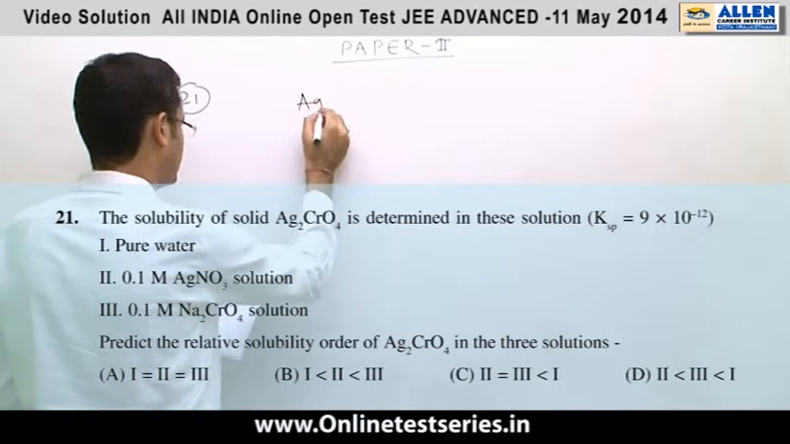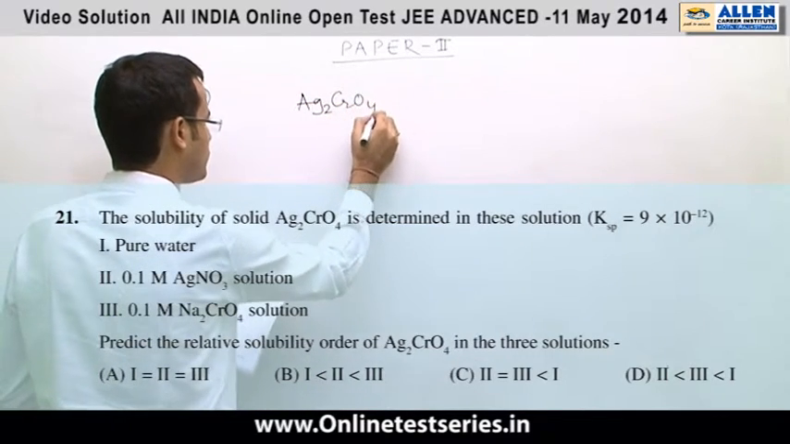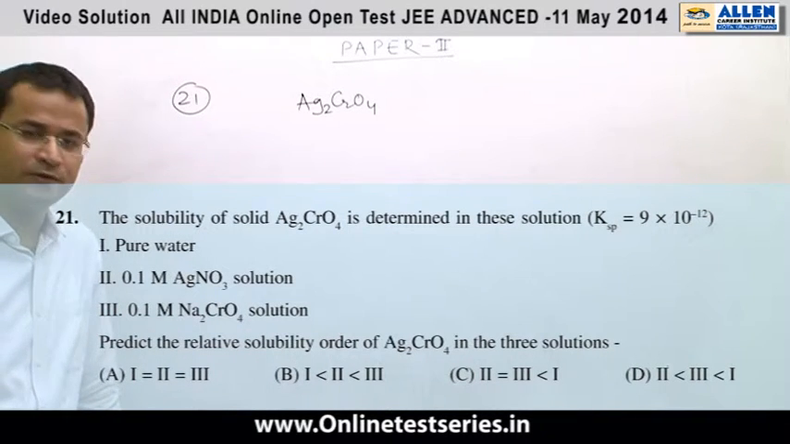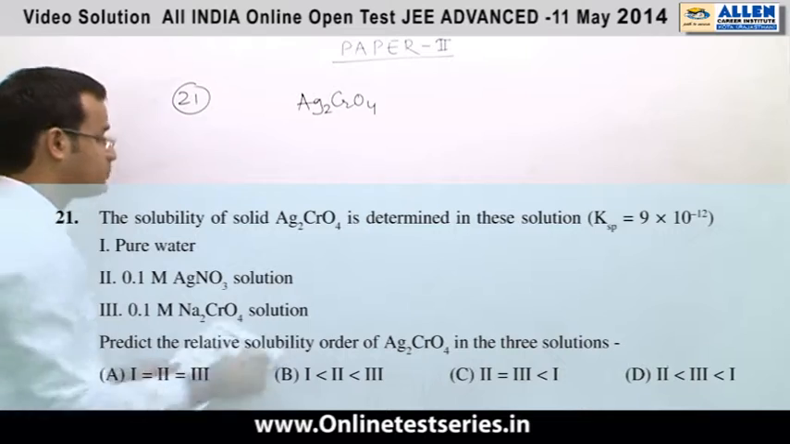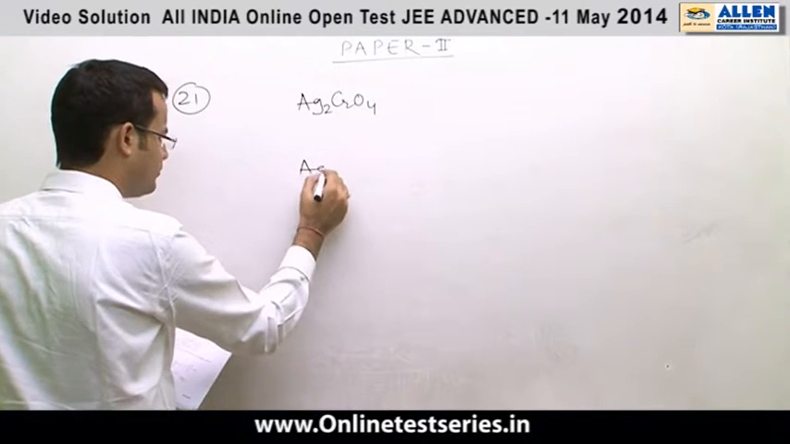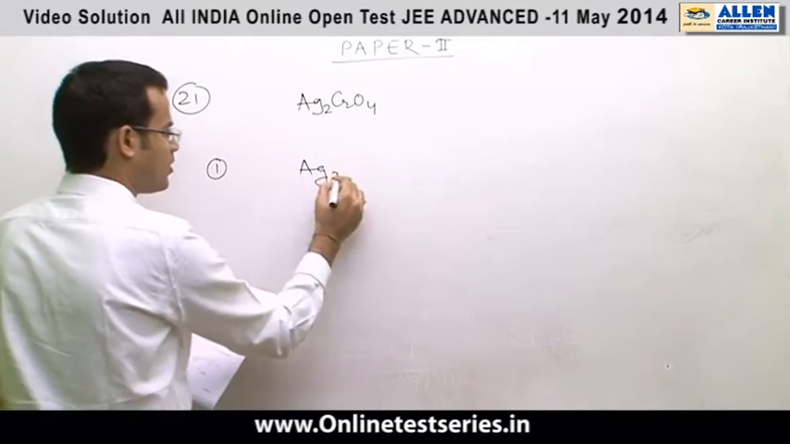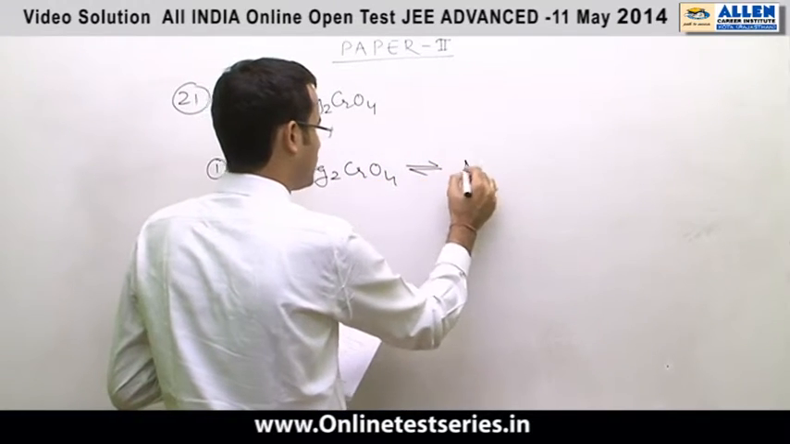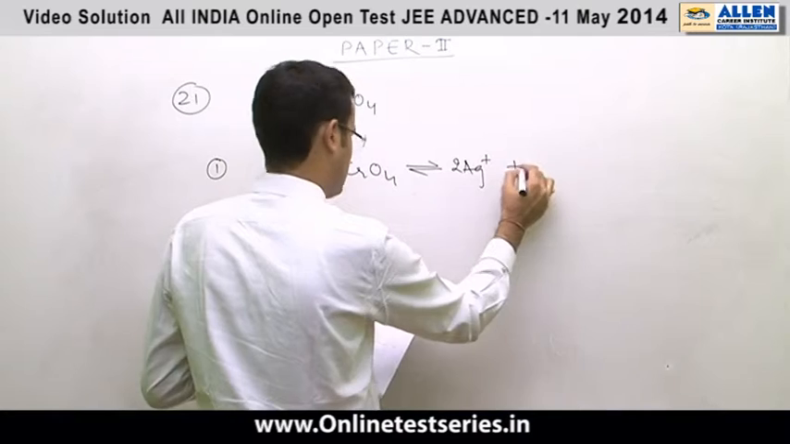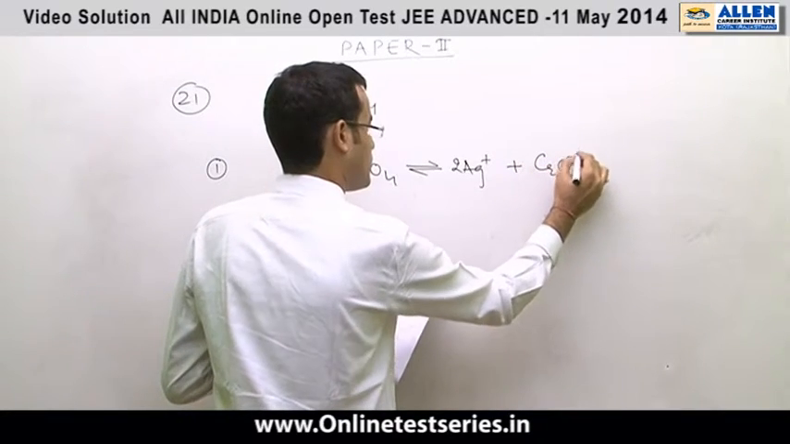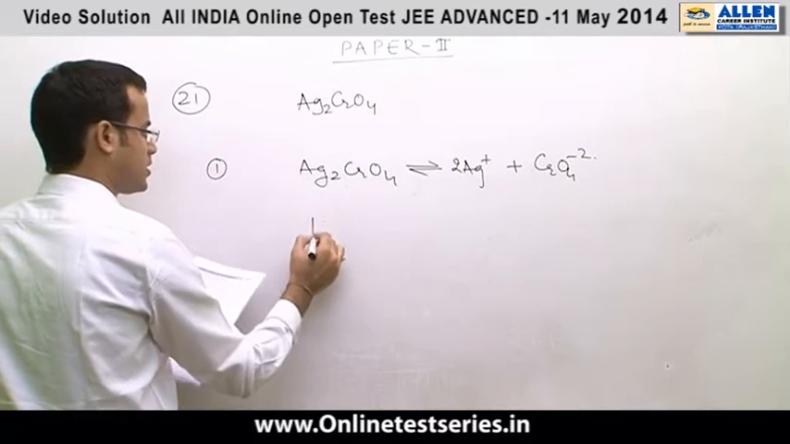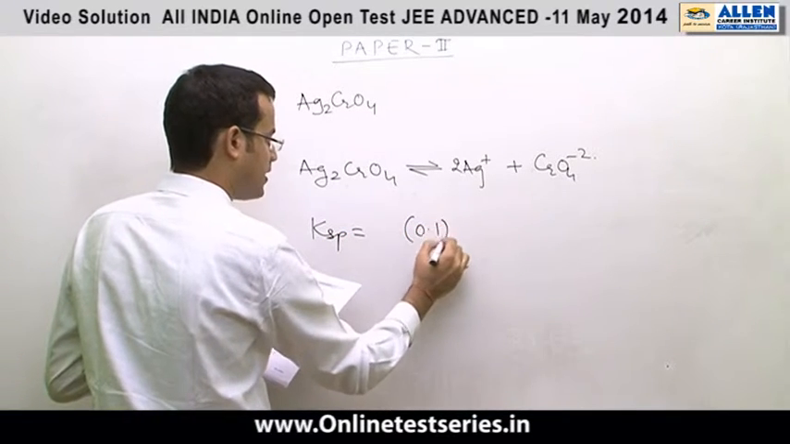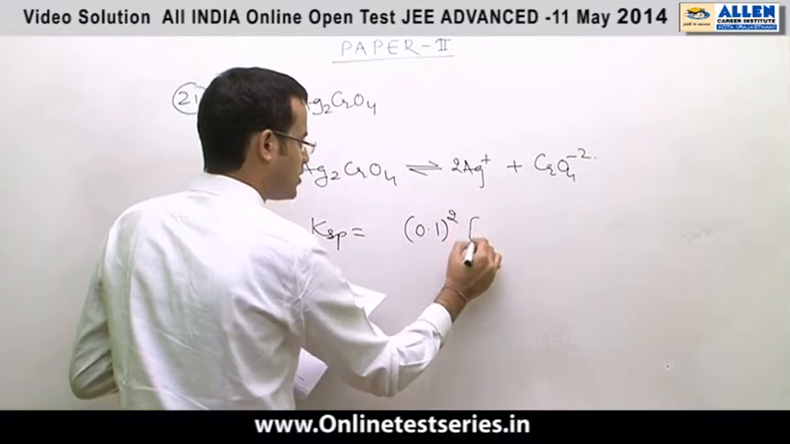Solubility of Ag2CrO4 will be maximum in pure water because there is no common ion effect. But in AgNO3, the expression will be Ksp equals 0.1 M square into S.